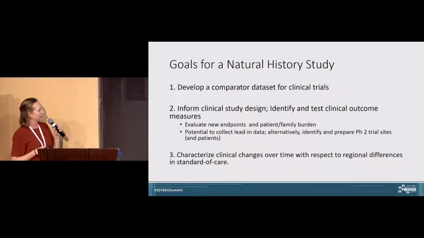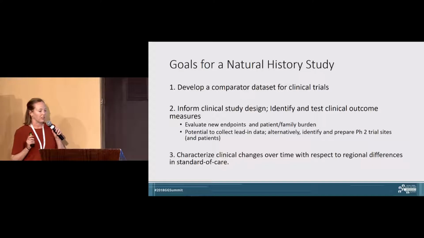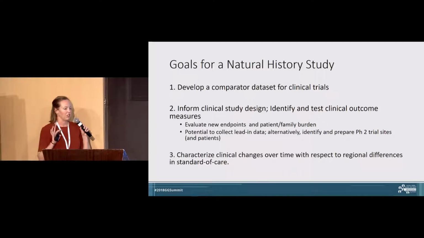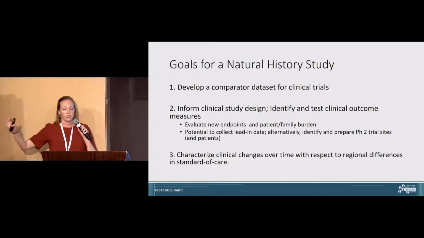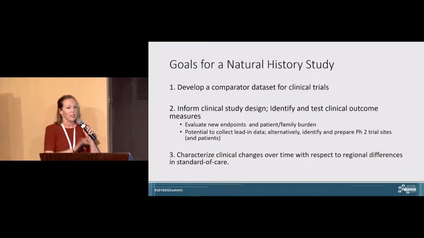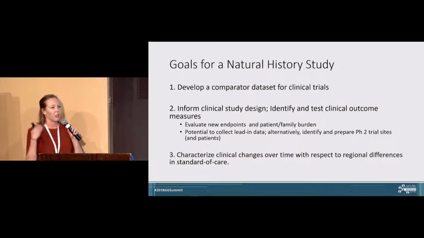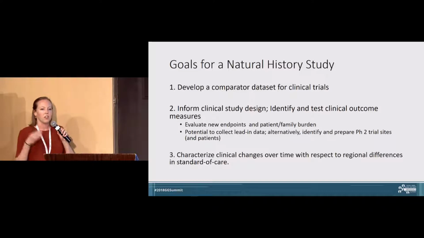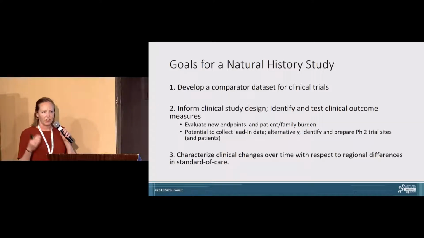And then to characterize clinical changes over time with respect to regional differences in standard of care. We find that rare disease is treated very differently by different specialists in all regions of the world, and understanding that standard of care in Asia and how it differs from maybe the US can be really important when we go into those countries and try to run clinical trials. Understanding that background is really important for where a patient comes into that clinical trial. They may start at a very different starting point.